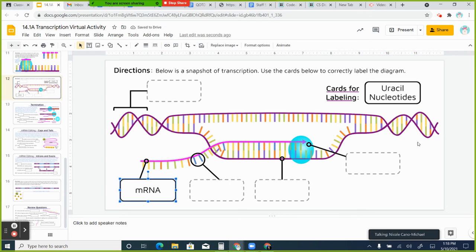All right. And as you go through, you're going to grab these labels and take them to wherever they would go to label this diagram correctly. Questions? Hearing none. Nothing's in the chat.